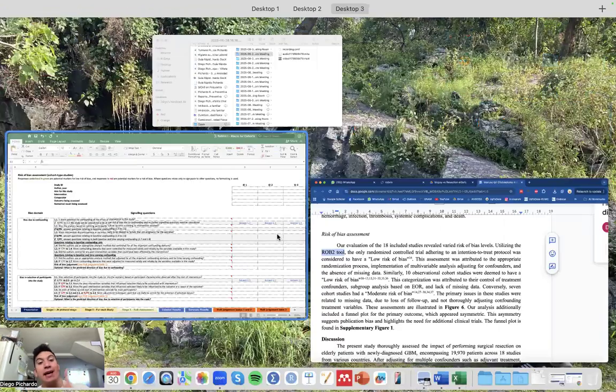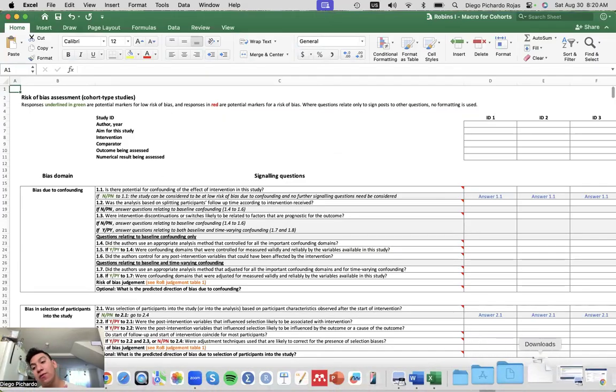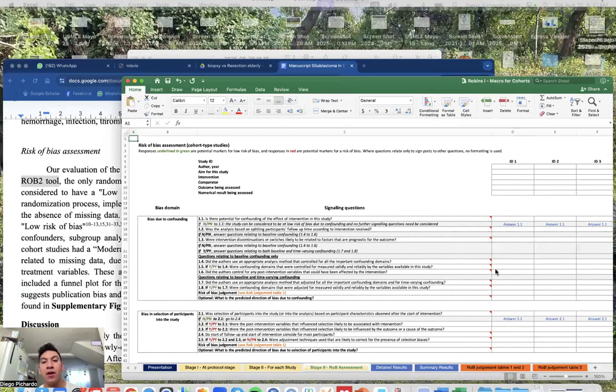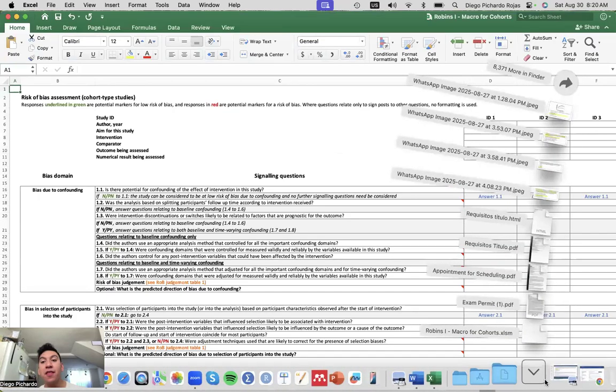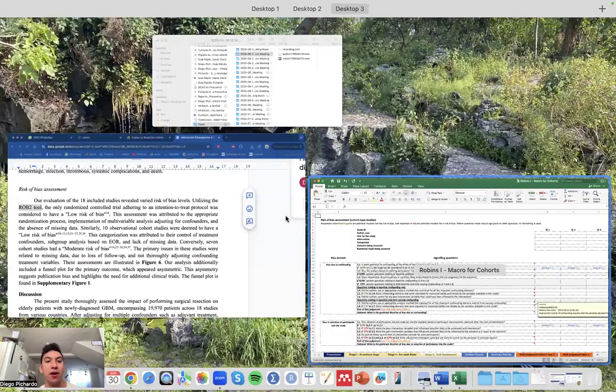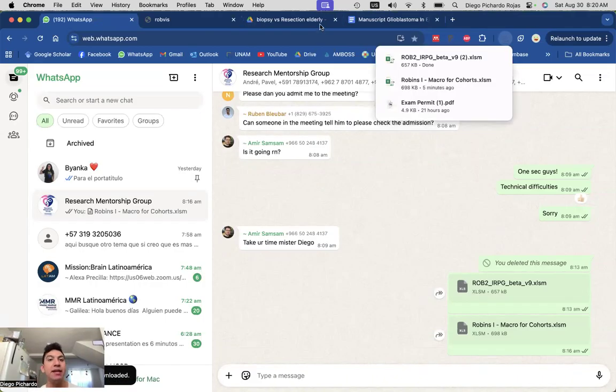The first one is the ROBINS. All right, the ROBINS is used specifically for cohort trials, while for randomized control trials, we'll be using the ROB2, all right? So the ROB2 is this other file that I just sent you guys, and the ROB2 is going to be used exclusively for randomized control trials, all right?